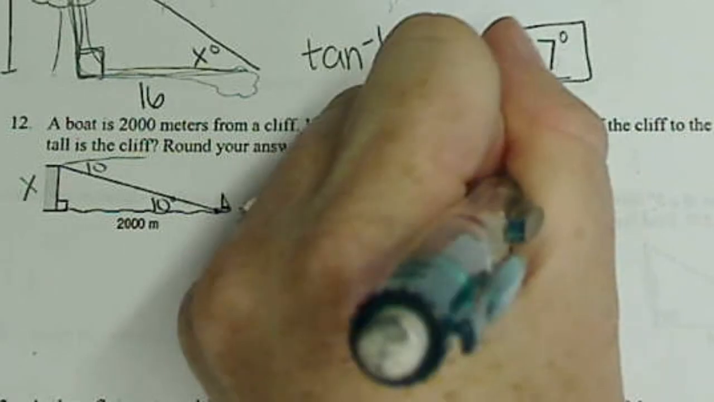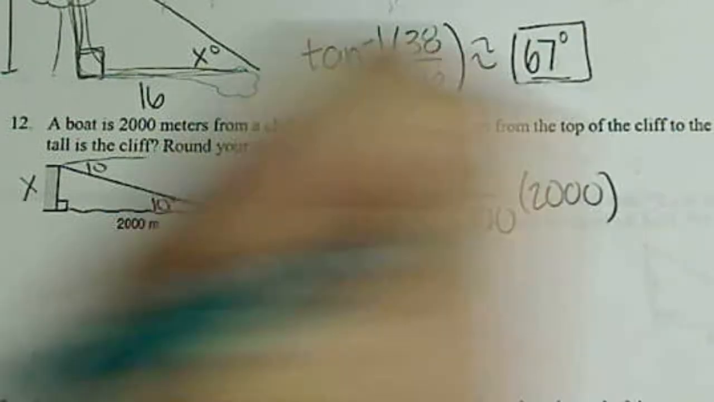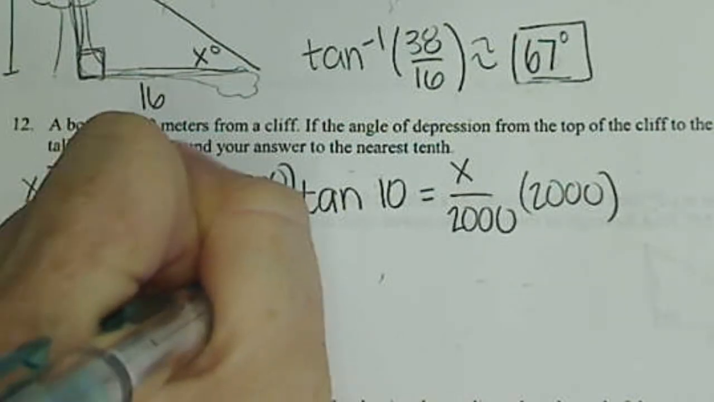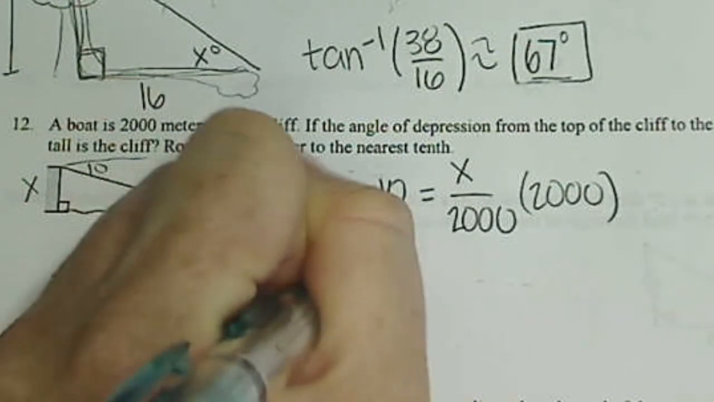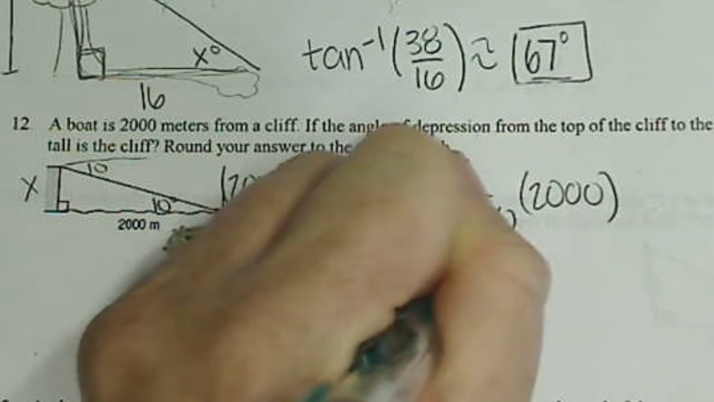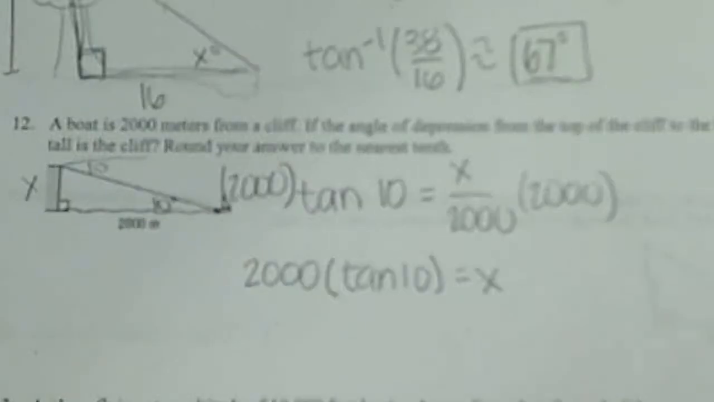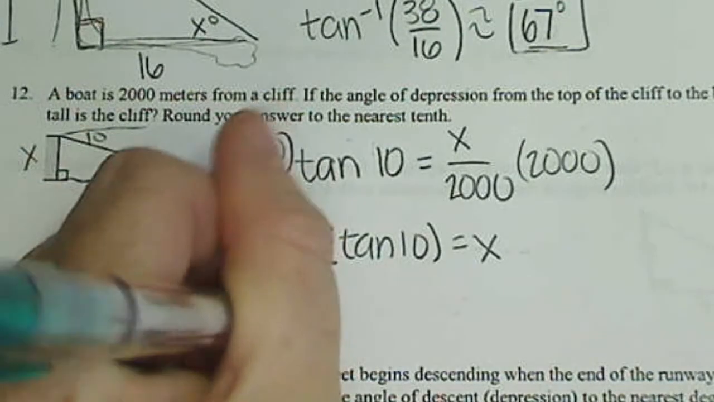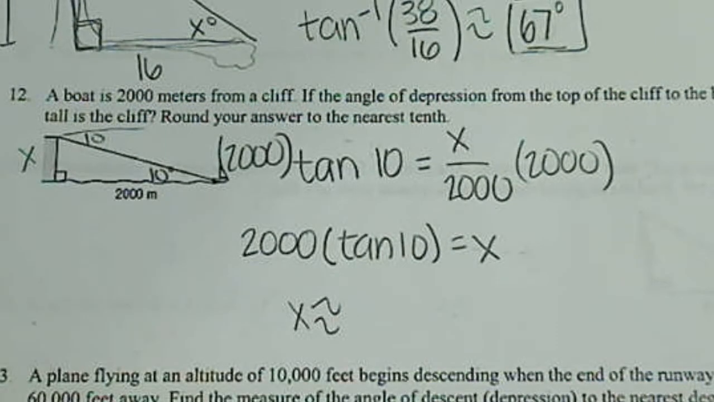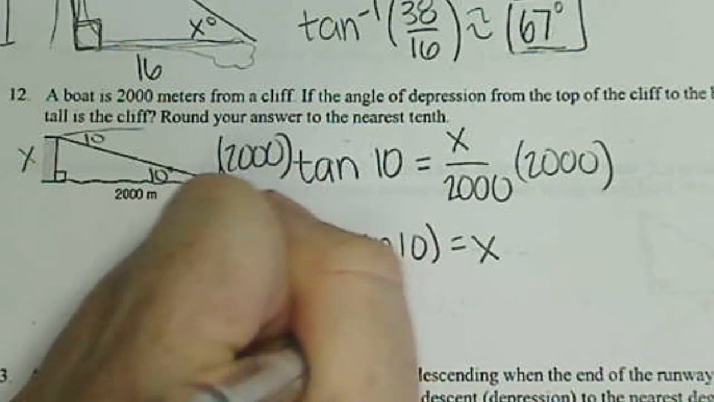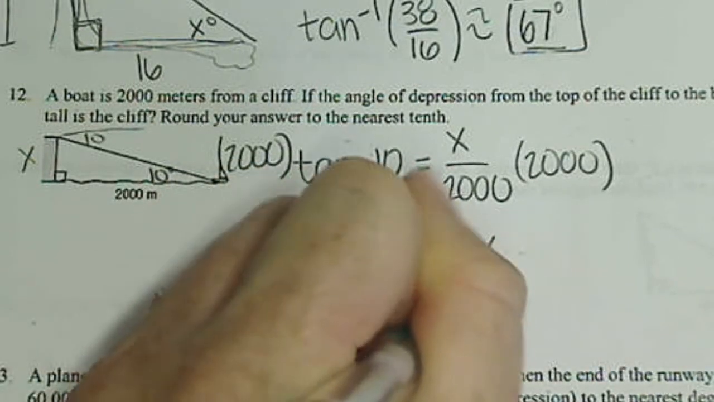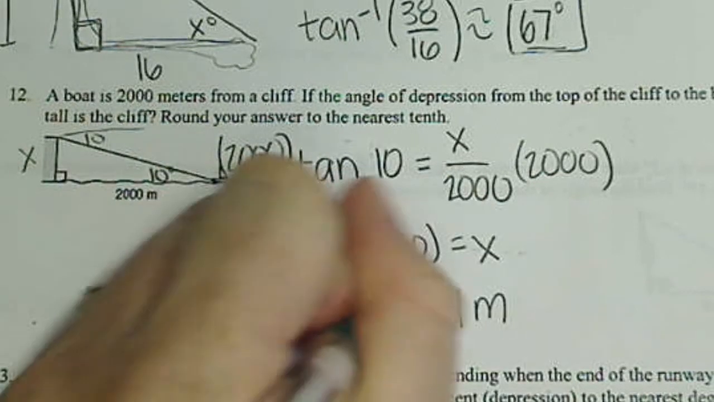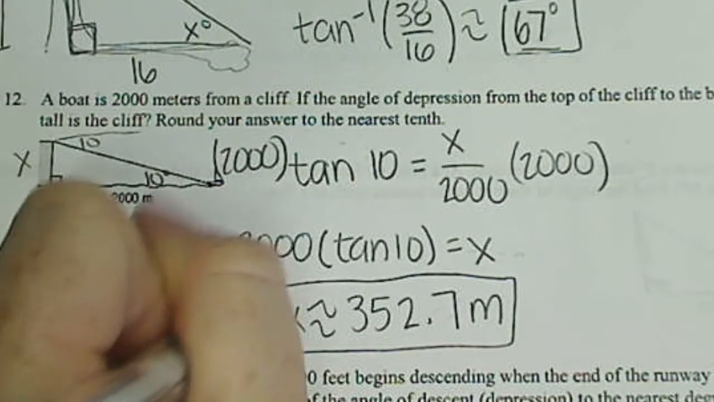Let's do a little rearranging, a little algebra, multiply both sides by 2,000. And we get 2,000 times the tangent of 10 equals x. It says to round to the nearest tenth. So go ahead and put that in your calculator. And you will get about 352.7. Now, because it's a word problem, we need to label it meters.